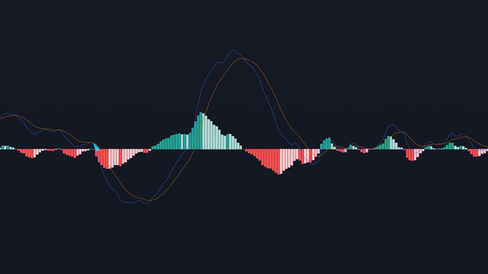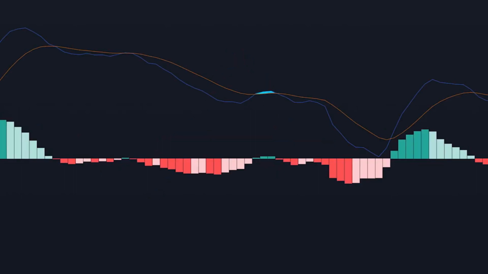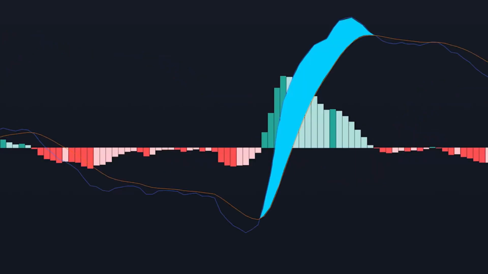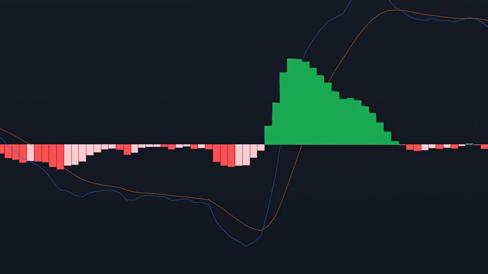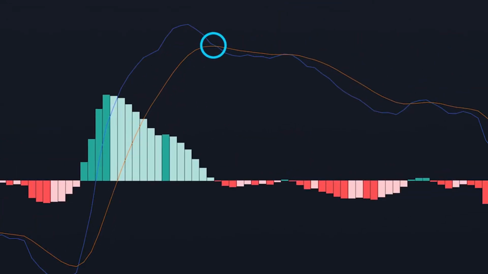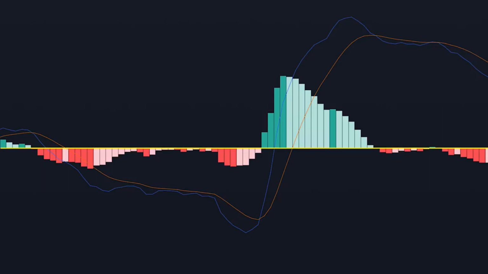Next, we have the histogram, which represents the difference between the MACD line and the signal line. So for example, the smaller the space between the two lines, the smaller the histogram gets. The bigger the space, the bigger it gets. You can also see once the MACD line crosses above the signal line, the histogram turns green, and if the MACD line crosses below the signal line, it turns red. And finally, we have the zero line, which basically represents the center of the MACD indicator.